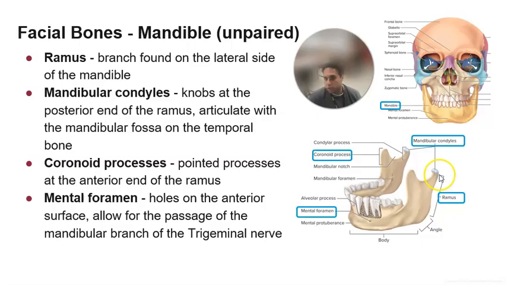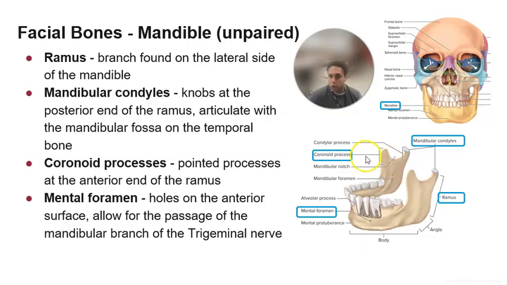Again, condyles are where two bones intersect and meet. So those are like knobs found on the posterior. Again, posterior means at the back end of the ramus. And those articulate, meaning they meet with the mandibular fossa on the temporal bone. Because again, remember the temporal bone, we had the mandibular fossa. So those condyles stick to the temporal bones on this fossa.